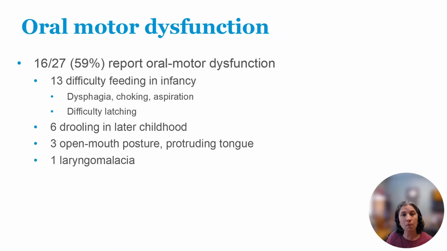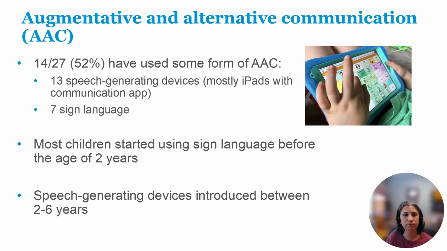Many kids have low muscle tone in their face, which can lead to drooling and an open mouth at rest. And one parent reported that their child was diagnosed with something called laryngomalacia, which is a condition where the tissues that surround the voice box are floppy and can collapse during breathing.